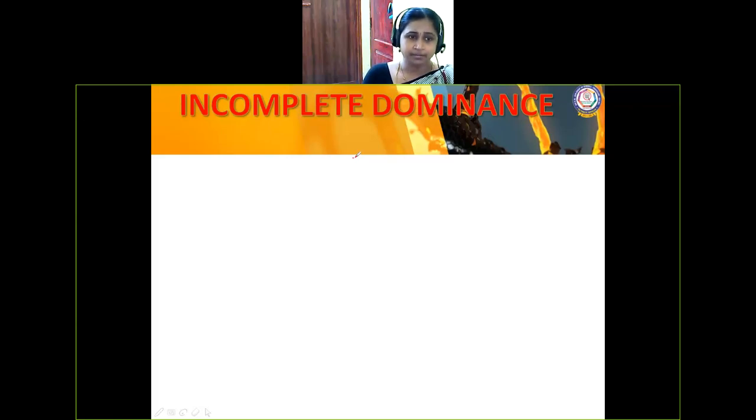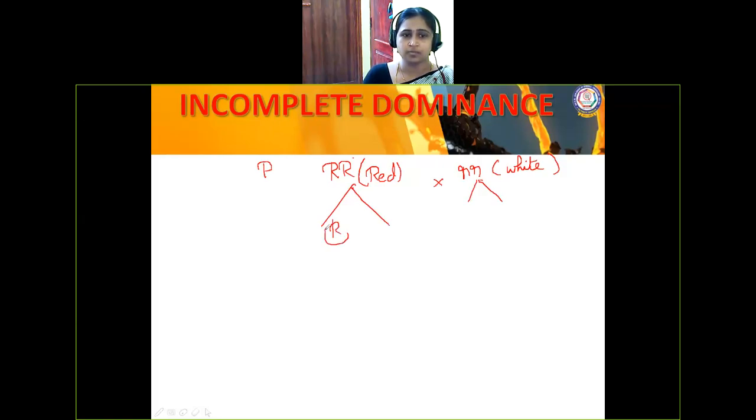So parental, I'm going to take capital R, small r. What is capital R? It is red. What is small r? It is white. I'm writing both phenotype as well as genotype. So when it is intercrossed, let me pull out the gametes and then we'll intercross. Capital R, encircle the gamete, capital R. Then small r, small r. And right here, it's gametes.